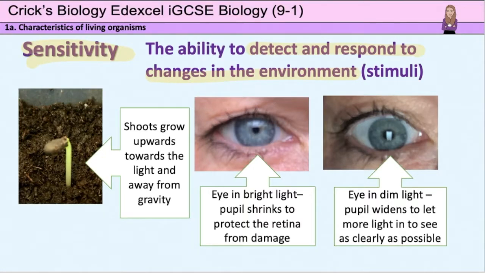As you can see in these pictures, it's showing the shoot growing towards the light and away from gravity, so that is responding to changes. And the eye here in the left-hand side is in bright light and the pupil shrinks to protect the retina from damage. But when the eye is in dim light, the pupil has to widen to let more light in to see as clearly as possible. And these are controlled by special muscles in your iris.